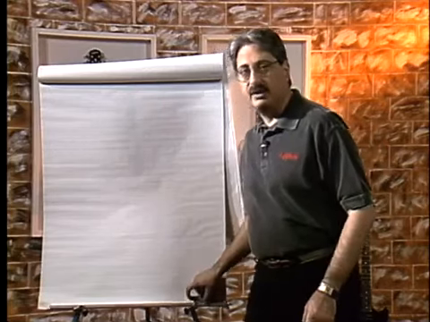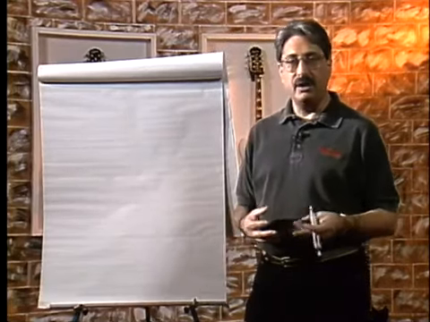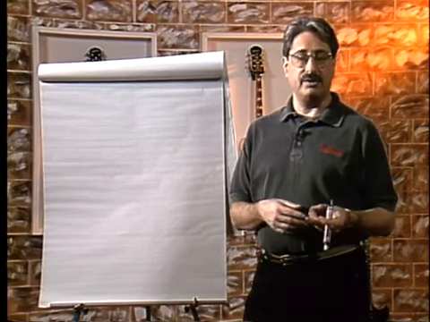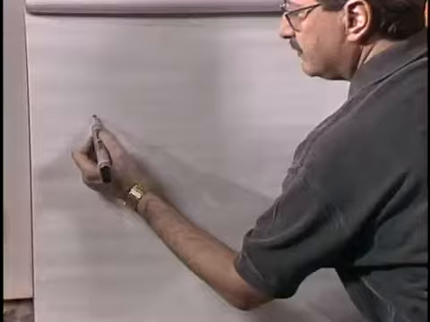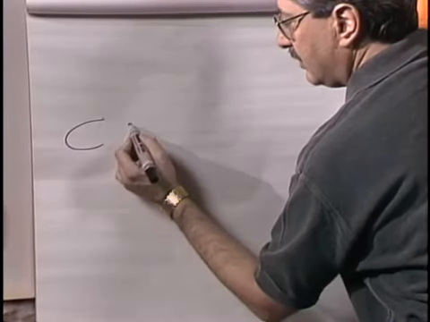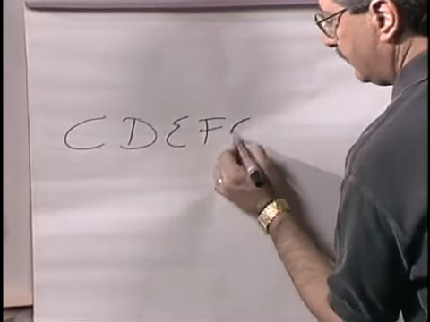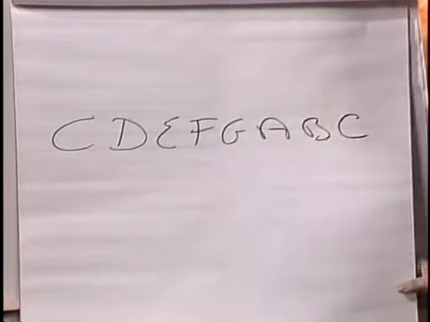Every major key has a relative minor key. In other words, they're related to each other. The relative minor key uses the same notes and chords as its relative major. Let me show you how it works. Let's take a C scale. Okay, there's our C scale.